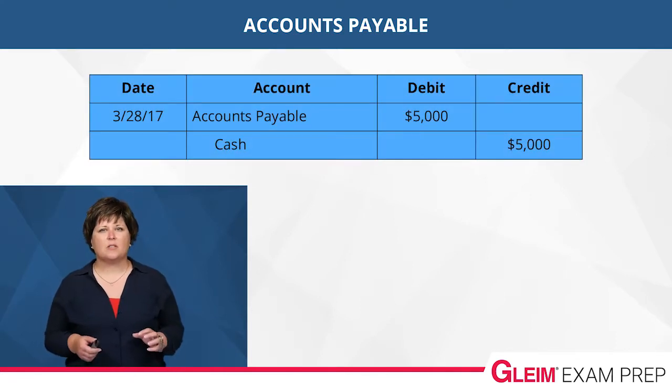Let's say we pay the supplier on March 28th. At the time we pay the supplier, we have settled our obligation. To reduce the liability account, we debit accounts payable. And since we are paying with cash, the credit goes to cash.